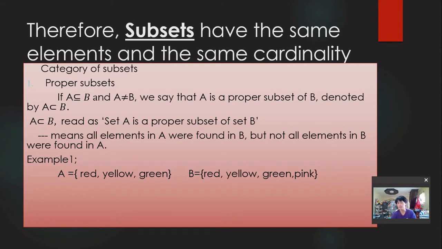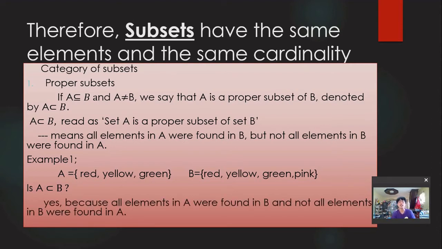in B there is a pink. So B has a greater number of elements than A. But all of the elements of A were found in B. Okay. Now, the question is, is A a proper subset of B? The answer is yes. Because all elements in A were found in B and not all elements in B were found in A. So we could conclude that A is a proper subset of B because all of the elements in A were found in B.